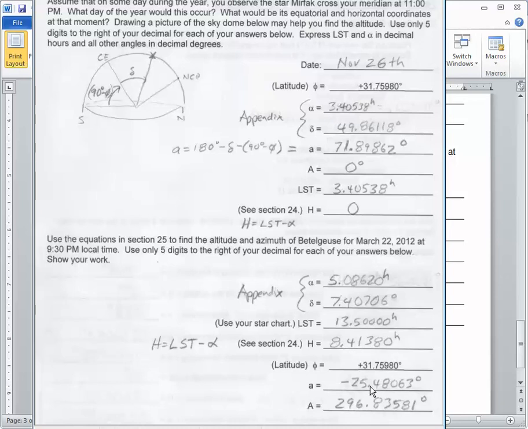And so you see that I'm actually finding that out, that on March 22nd, it turns out that Betelgeuse will be 25 degrees below the horizon, and it will be basically at a point below the horizon, which is north of west. Okay, I hope this was a good refresher about how to do some of these calculations in observational astronomy. Have a good one.